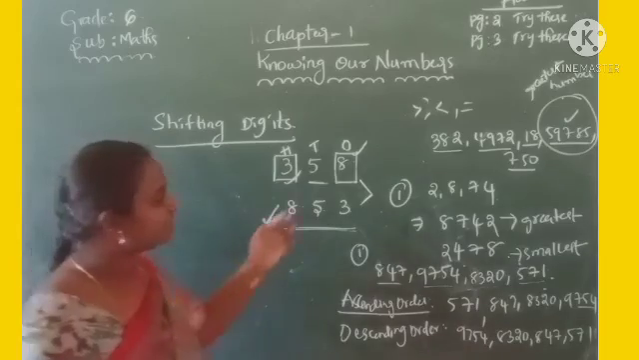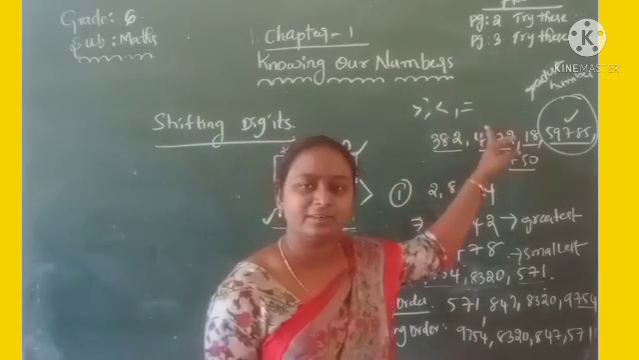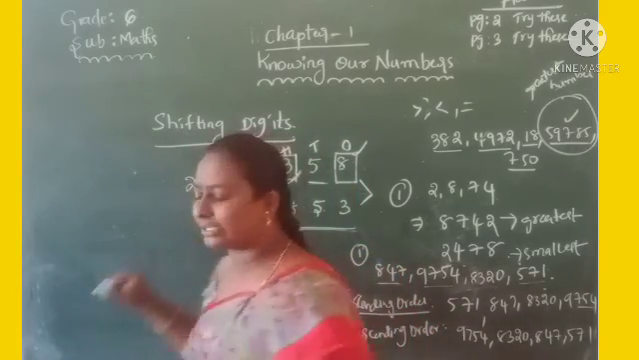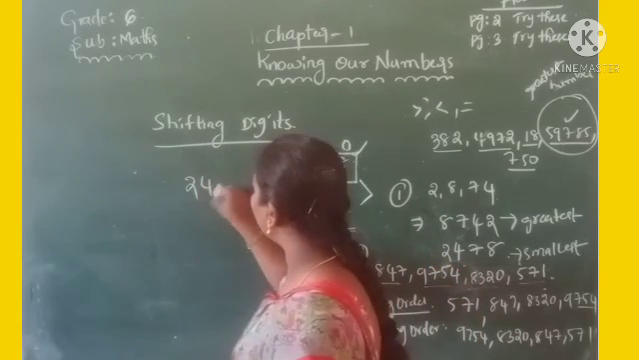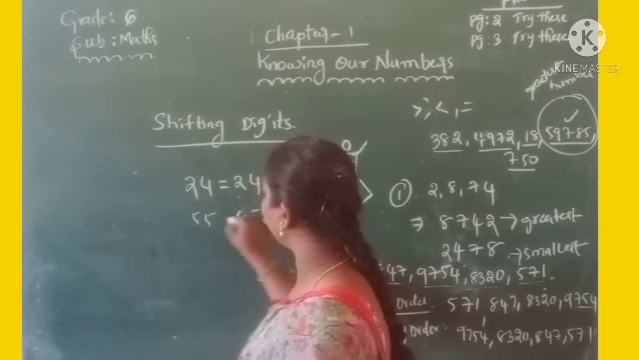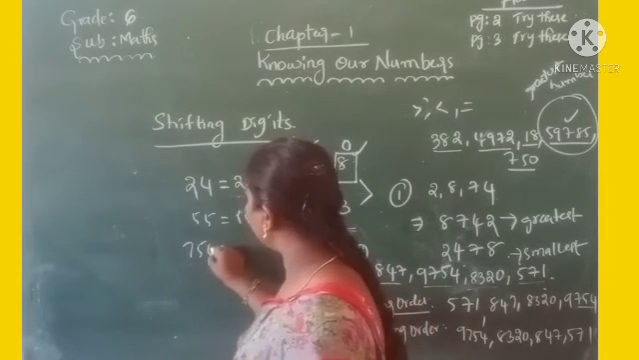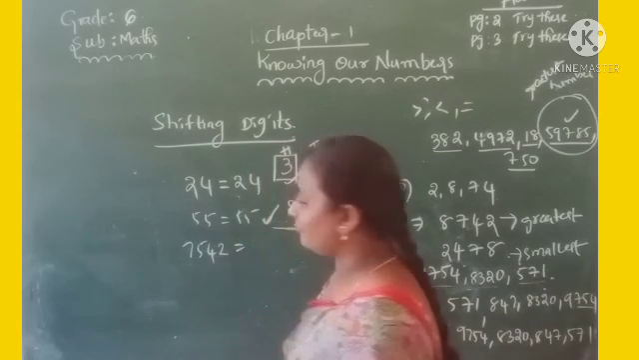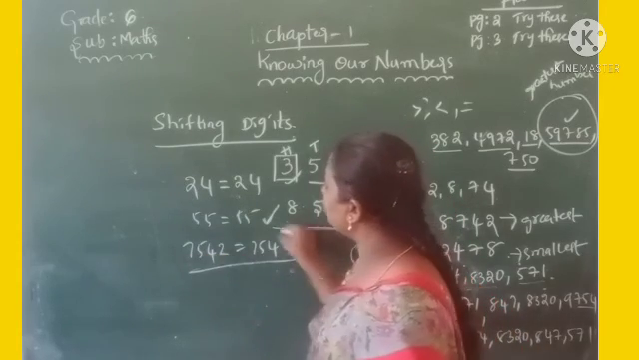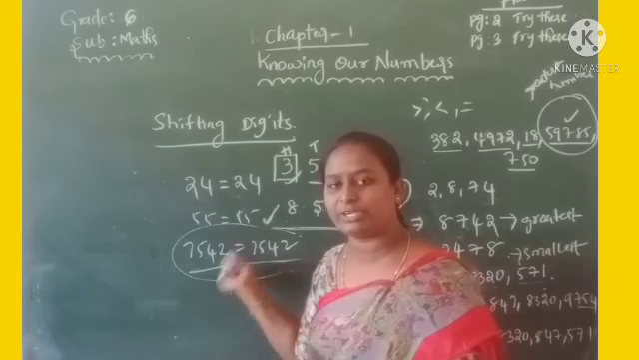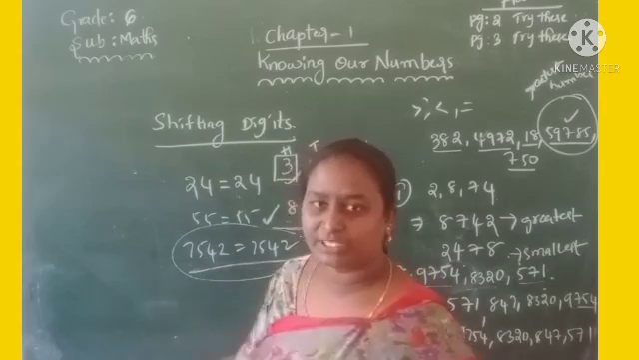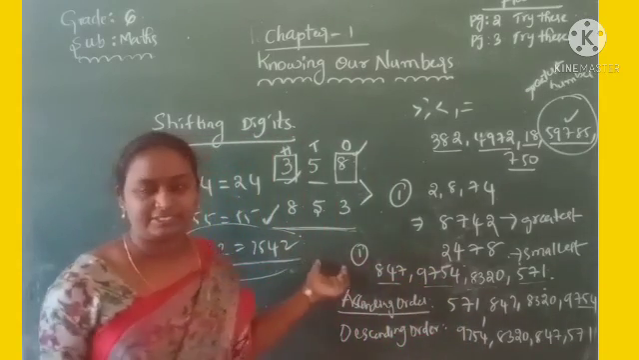Further, use the symbols greater than, less than, equal symbols. When we say that 2 numbers are equal, that means 2 numbers having the same digits. 24, 24, both are equal. Okay? So 55, 55, both are equal. 7542, 7542. So 4 digits are the number. Both numbers are having 4 digits. So all are same. That's why you can say that these 2 numbers are equal. Is it clear, children?